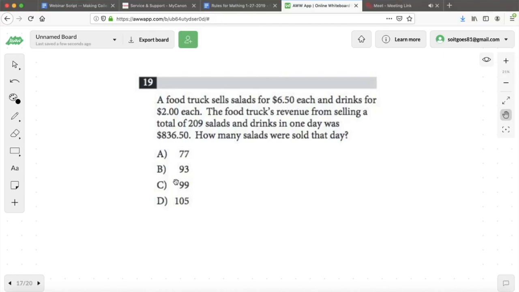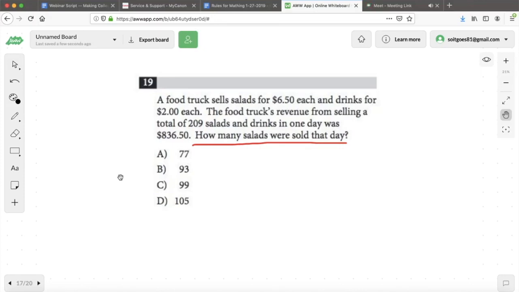All right, Juliana. What are we solving for here with this question? How many salads they sold? Heck yeah. How many salads were sold that day? And we know we've got 4 possible answer choices. It was either 77 salads, 93 salads, 99 salads, or 105 salads. We don't know how many.